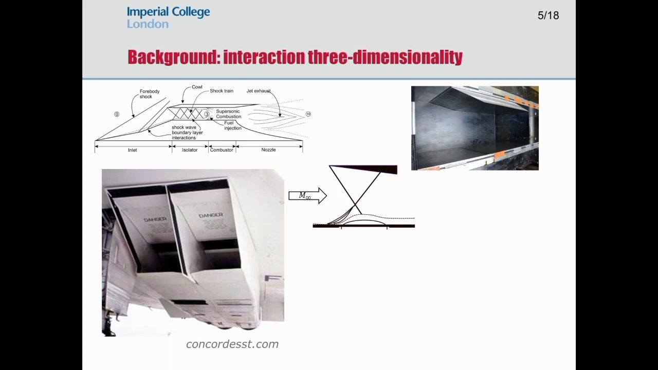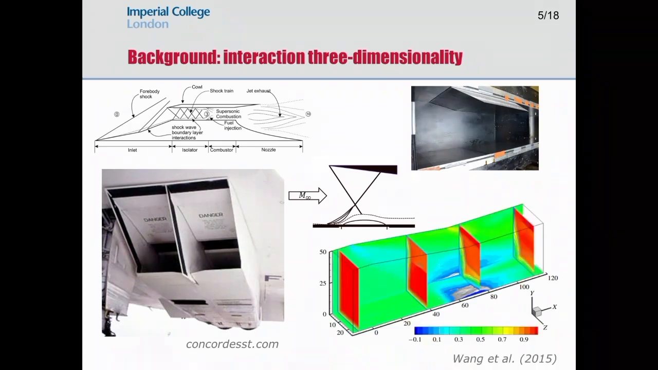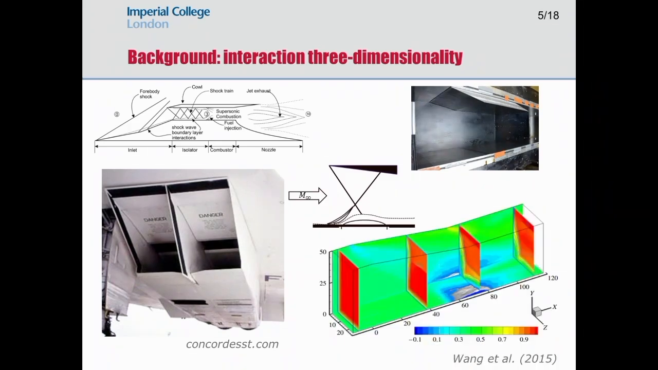So that 2D separation bubble that I showed earlier, perhaps we need to start thinking of it for what it is, which is very much a three-dimensional, varied separation region. So this is the LES of Wang et al., and they showed that you can see, even on average, it's non-uniform across the span. You also get corner separation as the incident shock interacts with the sidewall boundary layer.